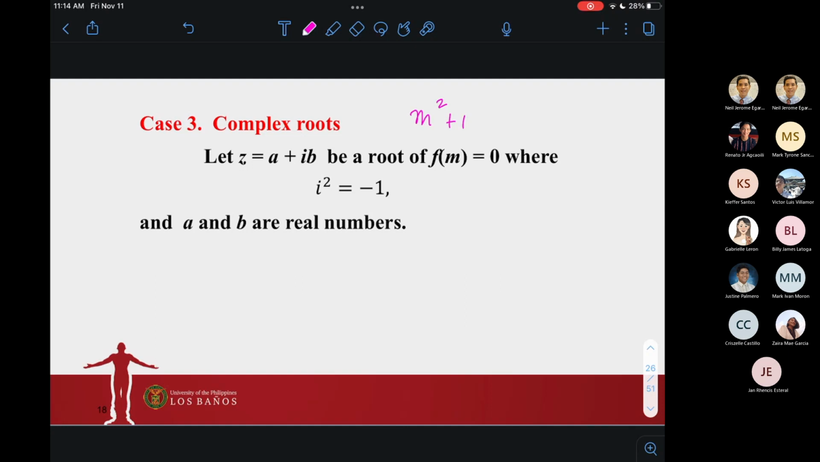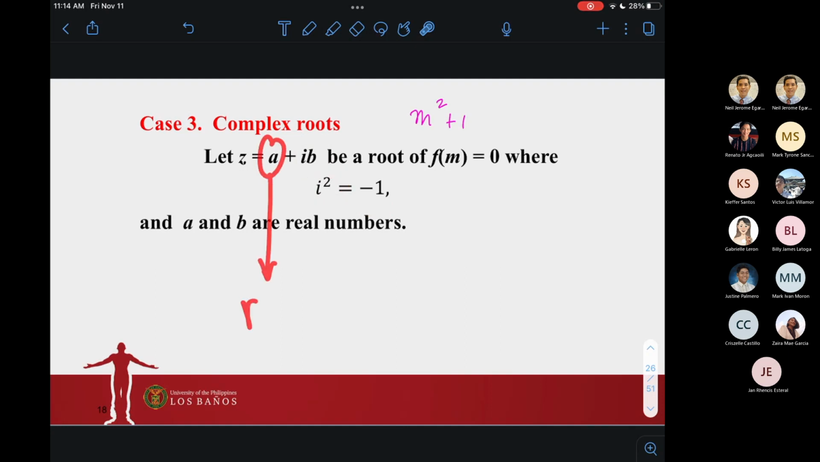But just a quick recap of, or a quick look at complex numbers. Hopefully you have encountered complex numbers before. Pero kung hindi, ang mga complex numbers, ang itsura niya ay a plus ib. Si a at saka b ay parehas real numbers. Pero si i, siya yung imaginary unit. Siya yung number na pag in-square natin ang sagot ay negative 1.